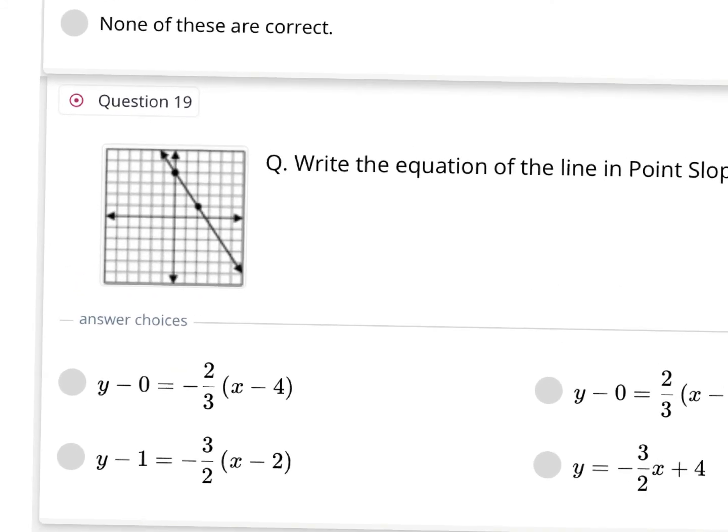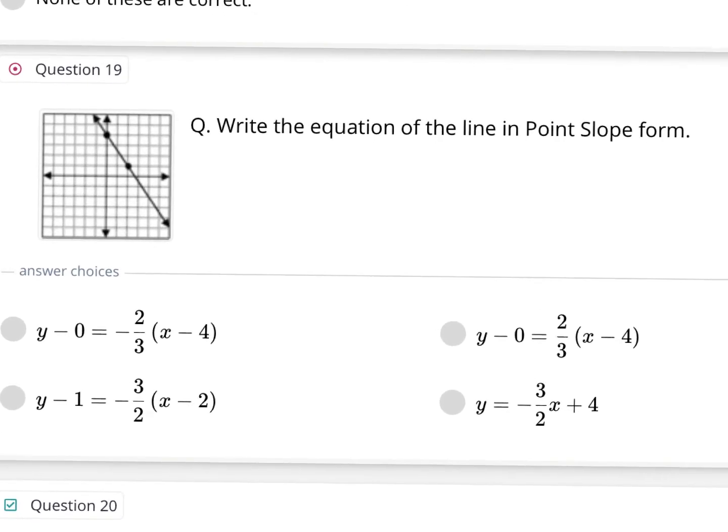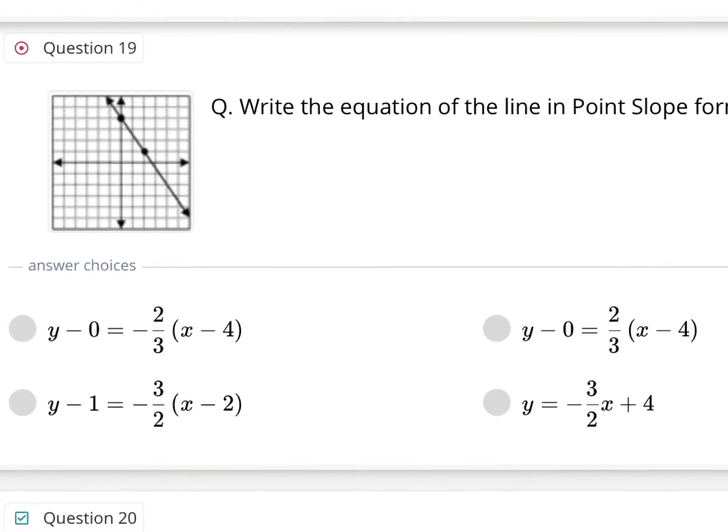And keep in mind, on the quizzes, I changed the practice to the actual quiz by changing one little word or one number or one line. So I might ask you to write them in Slope-Intercept, which is just as easy. All you have to do would be to like distribute and then subtract 4, and then that would be in Slope-Intercept. Anyways, question 19, write the equation of the line in point slope form.